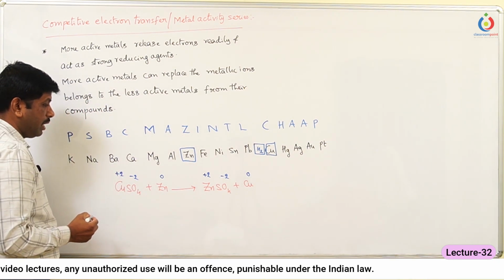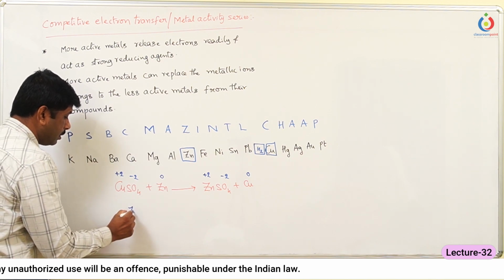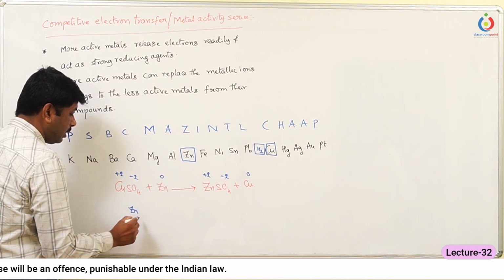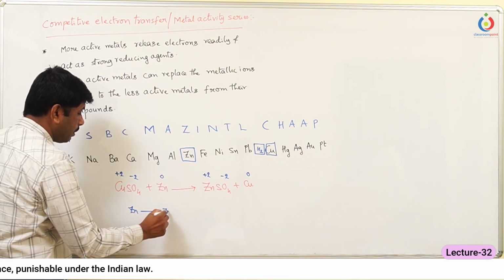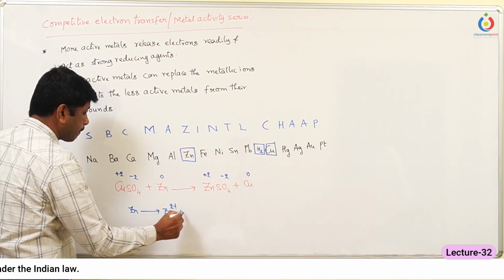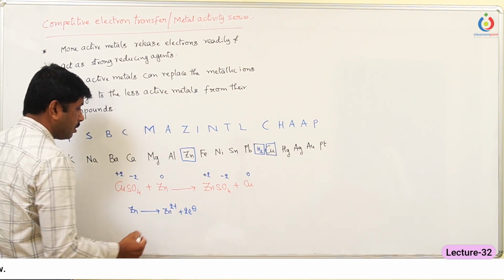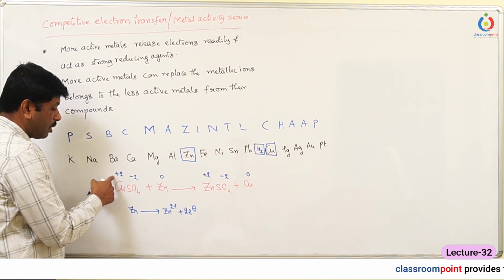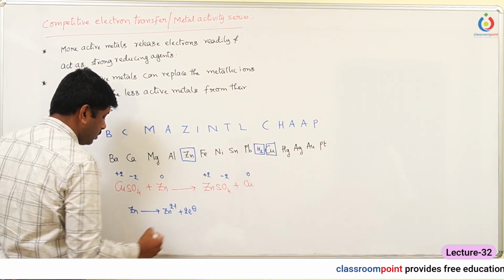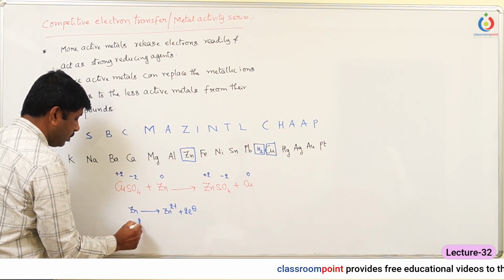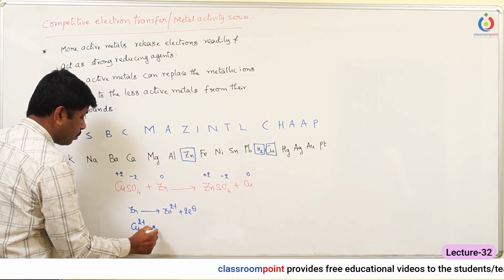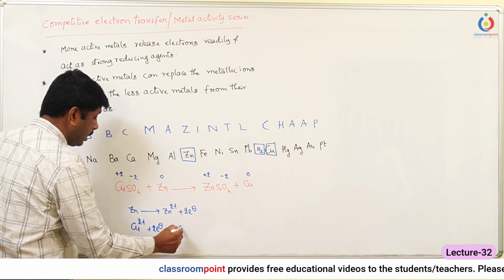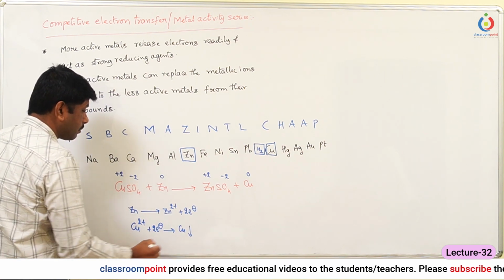So what type of reaction took place here is, zinc converts into Zn2+ by releasing 2 electrons. Then who accepted those 2 electrons? Copper. Cupric ion Cu2+ converted to Cu. So Cu2+ took up those 2 electrons and finally was reduced to copper metal.